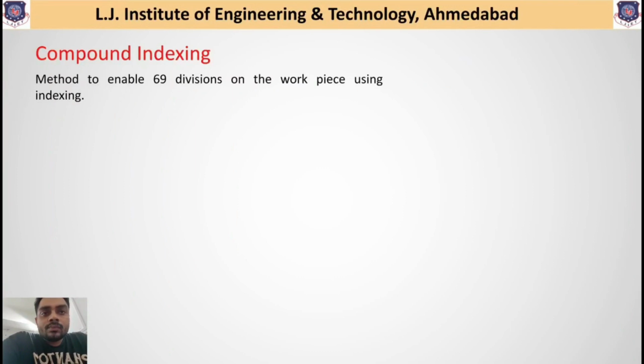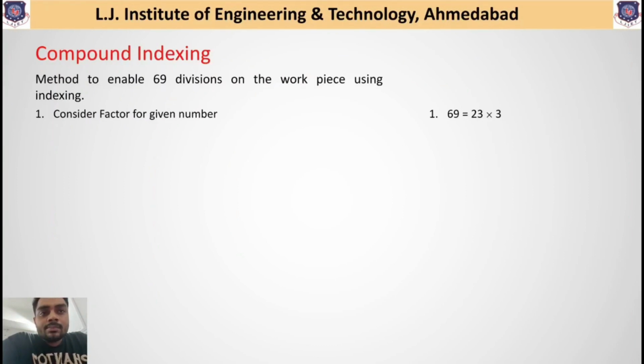First of all, if 69 divisions or any number of divisions are asked, the first step is to consider the factors of the given number. Suppose 69 divisions are given. What are the factors of 69? The factors are 23 into 3, because 23 threes will give you 69. You must have basic knowledge of factoring any number. So the first step is to consider the factors of the given number.